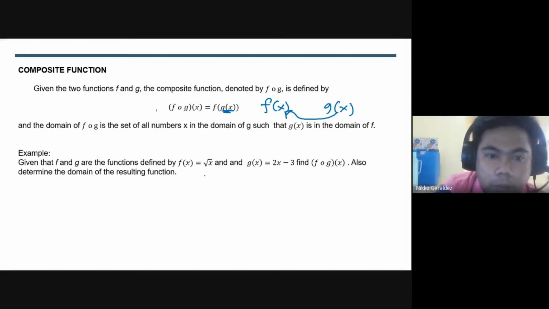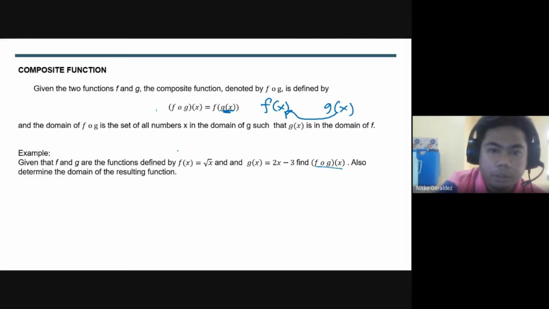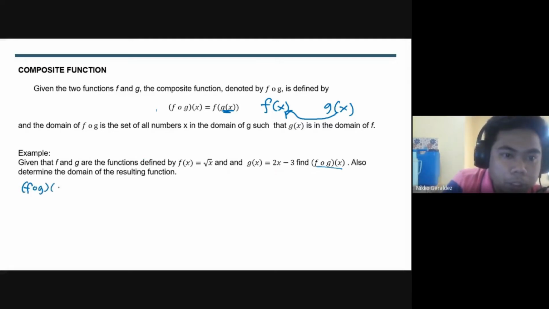Halimbawa, given that f and g are the functions defined by f of x equal to square root of x and g of x equal to 2x minus 3. Find f composed of g of x and also determine the domain of the resulting function. So, we have two functions. So, hinanap natin f composed of g of x or f of g of x.